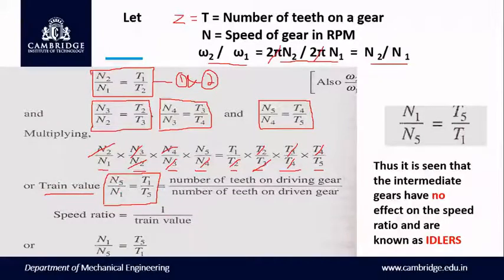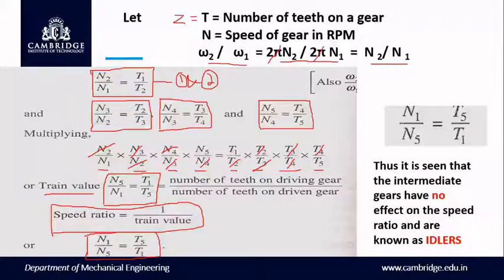So the train value N5 by N1 will be equal to the ratio of the number of teeth on the driving gear to the number of teeth on the driven gear. And we know the velocity ratio or speed ratio is the reciprocal of the train value. Hence, the ratio N1 by N5 will become equal to T5 by T1.